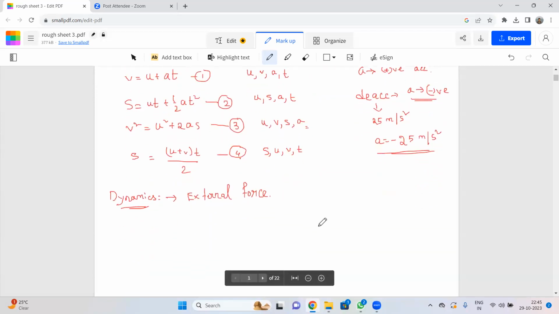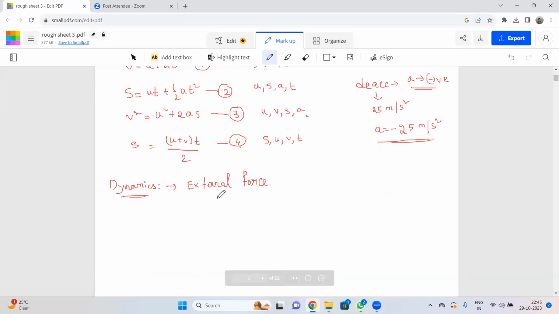Now, if we talk about dynamics, there will be some external force, first of all. This force can be some external force directly if it is given, or if you apply some brake, then the inertia force. Inertia force means the force of the body. Then the frictional force, then gravitational force, all these things.